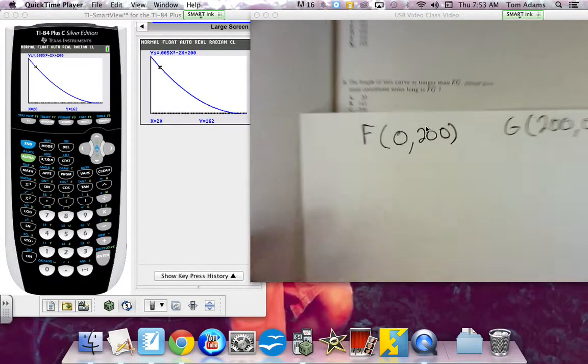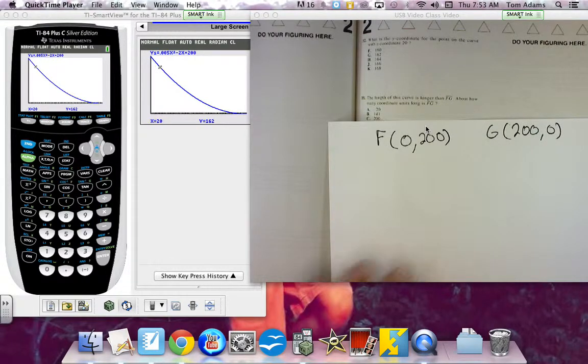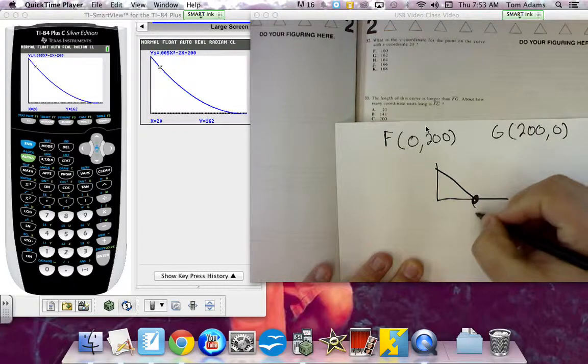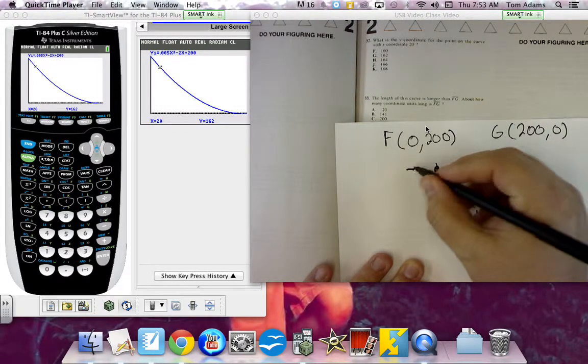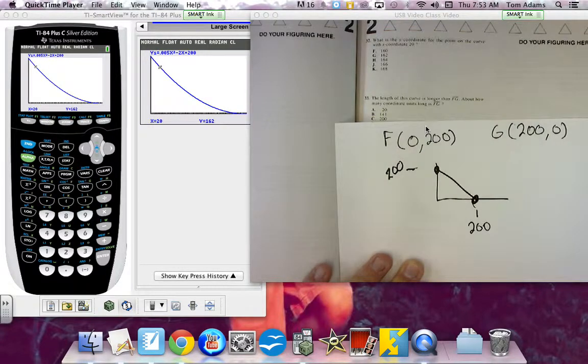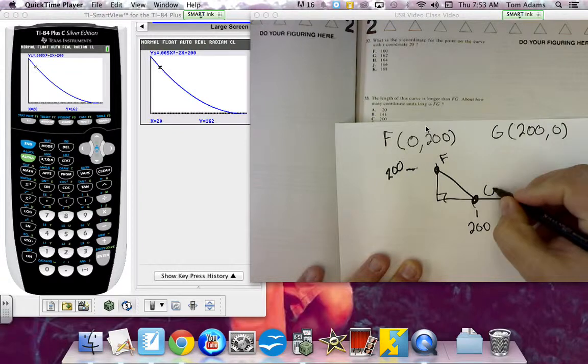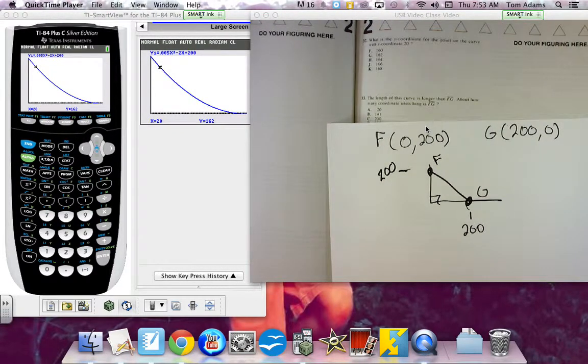And so let me zoom out a little bit. And it looks like this, where this is 200 and this is 200. Well, that's a right triangle, all right? And this is F and this is G. And they really want us to figure out the length of the hypotenuse. All right, so now how do I figure out the length of the hypotenuse? Well, it's not that hard.